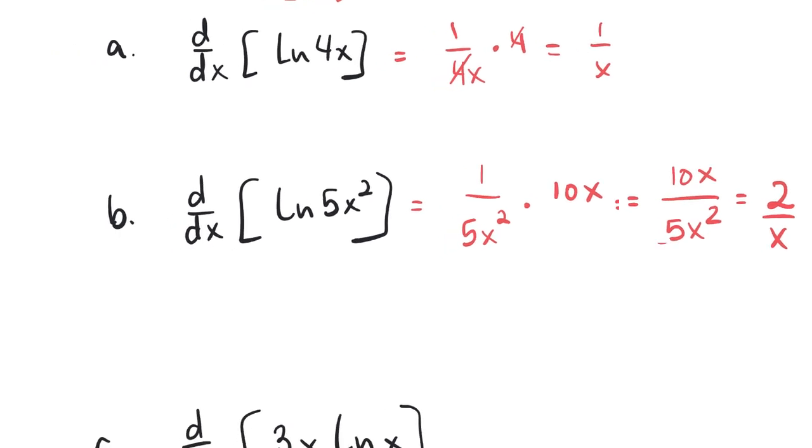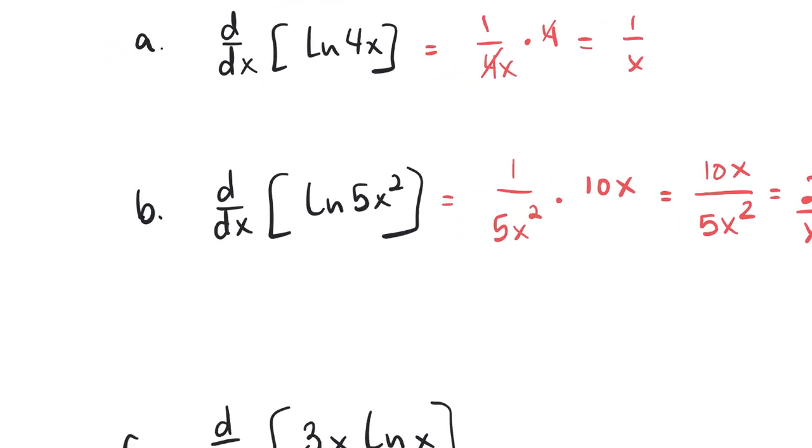Now, an alternate way of thinking about part B would be to use the technique that we talked about in section 4.4, expanding logarithms. So if we expanded this, it would be natural log of 5 plus natural log of x squared. And then we could move this exponent down in front, so that would be natural log 5 plus 2 times the natural log of x.